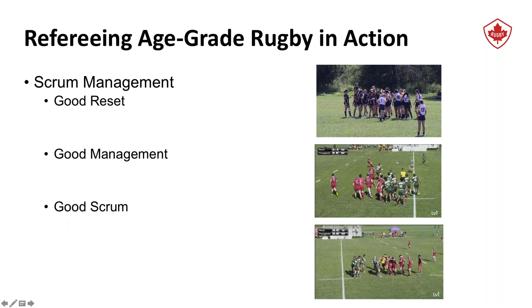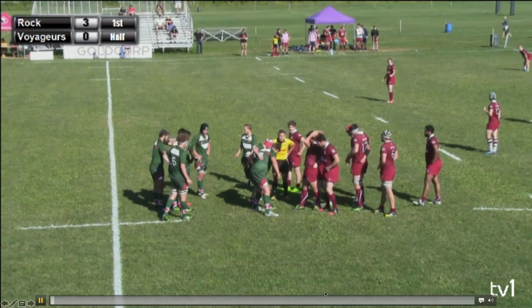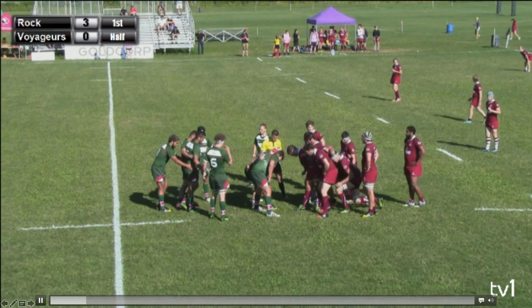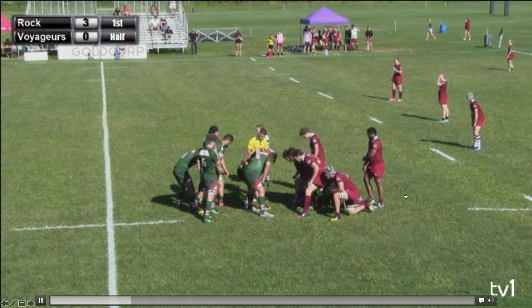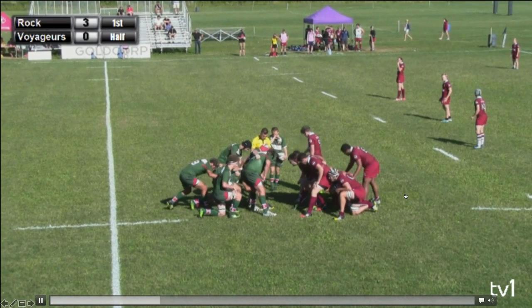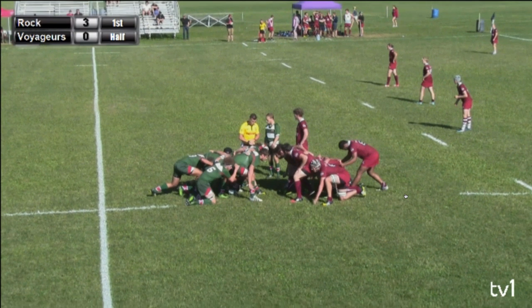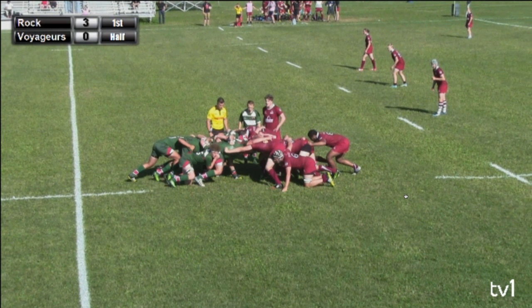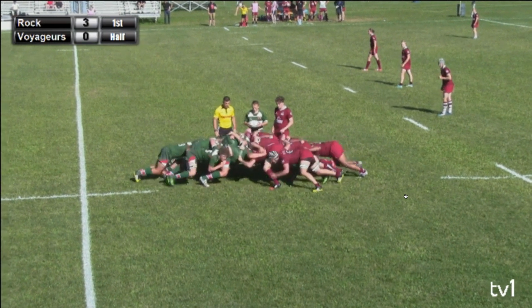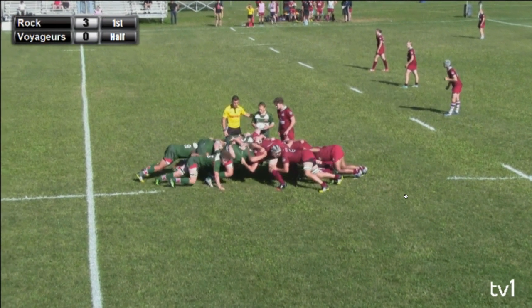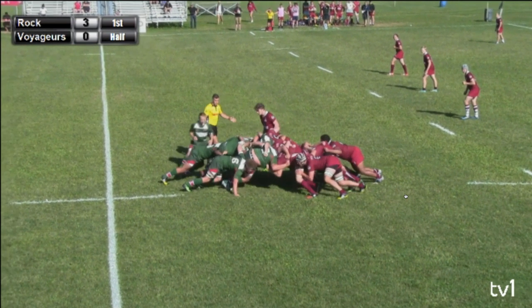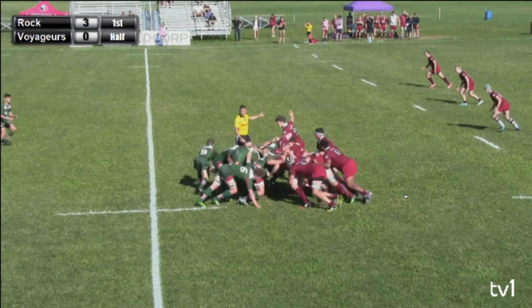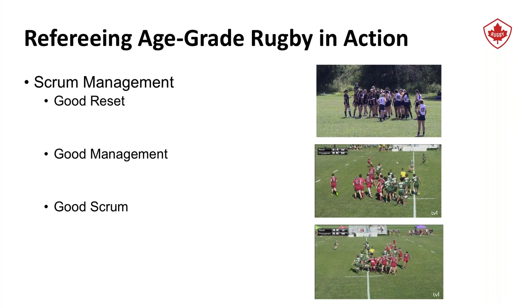And then obviously, what does a good scrum picture look like? Ironically enough, this was the first scrum of this game, I believe. But I think what we see here is some pretty good body position by the players. Perhaps I'd like to see a slightly flatter back by the red loose head, but otherwise they do a good job of staying in good strong pushing positions, staying square, and allowing that ball to come in and the ball to come out.